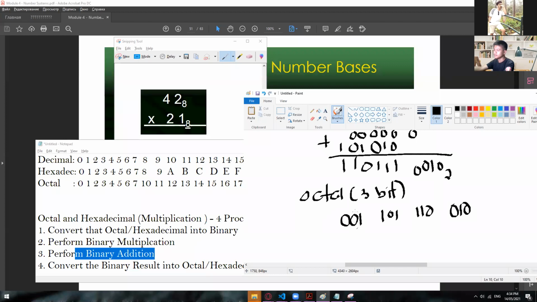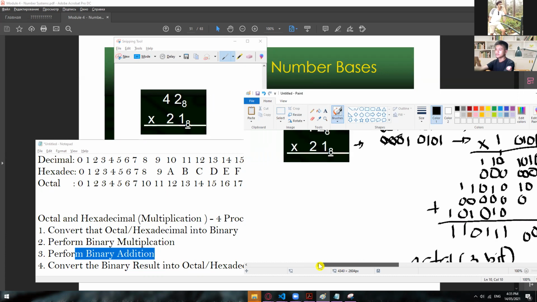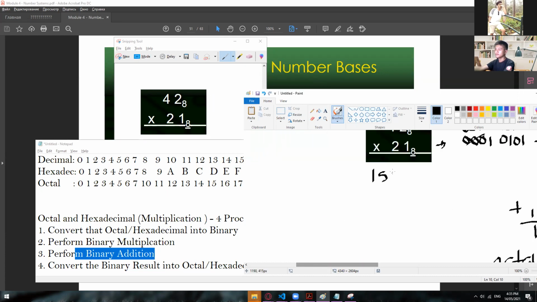And then from here, you can now read this one as one character, okay, or in the form of octal. So this one has a value of 1, this one has a value of 5, this one is 6, and then this one is 2. Okay, so this one is 1562 base 8.